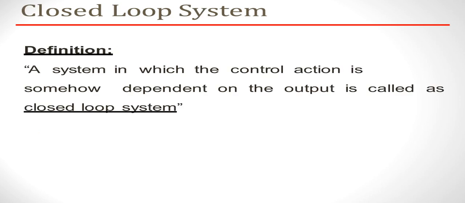Okay. Then, the next system is closed loop control system. By definition, it is a system in which the control action is somehow dependent on the output. So, in the closed loop control system, the control action is dependent on the output. And recall that in the open loop control system, the control action is not dependent on the output, and in the closed loop, control action is dependent on the output. So that is the basic difference between open loop control system and closed loop control system.